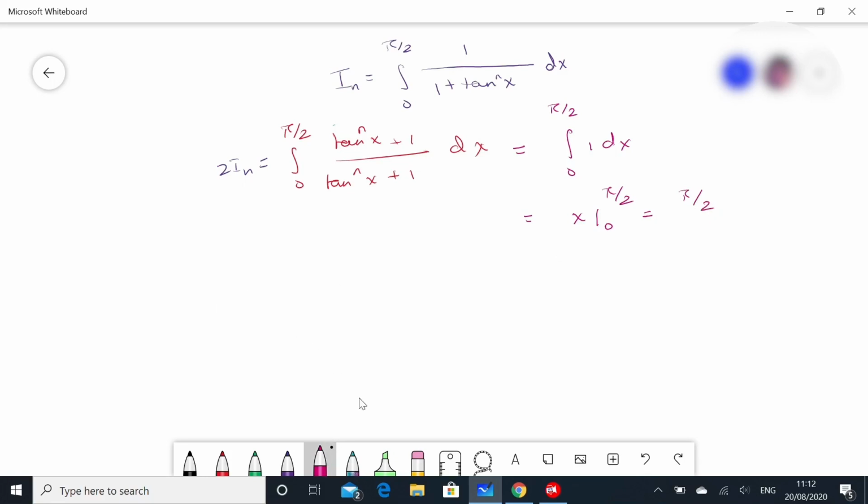So 2I sub n is equal to pi by 2. Therefore, I sub n is equal to pi by 4. And that is our grand answer. And what do you notice? Well, you notice a constant answer. So whatever value you put for n, the value is always going to be constant. It's always going to be pi by 4.